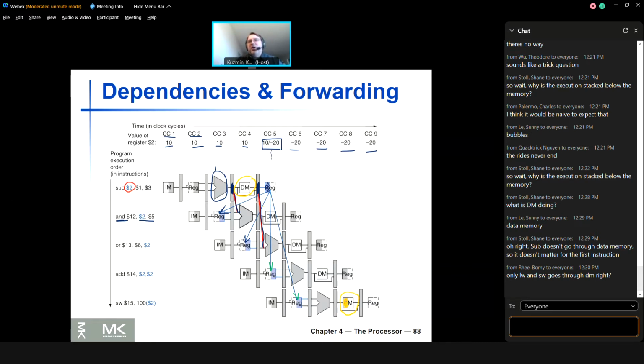Data memory is not used in execution of the sub instruction, but we still have to go through this stage. Remember, we cannot skip stages. Only LW and SW go through DM. Correct. One writes, another reads. Yep.